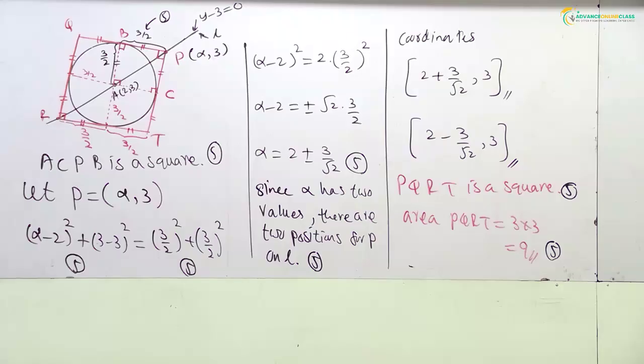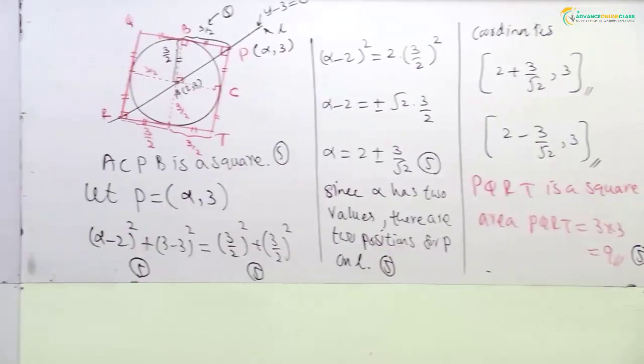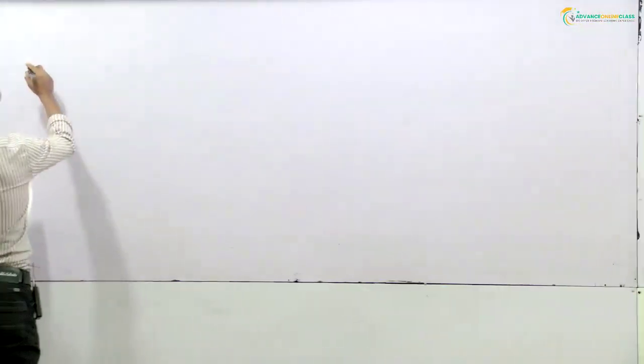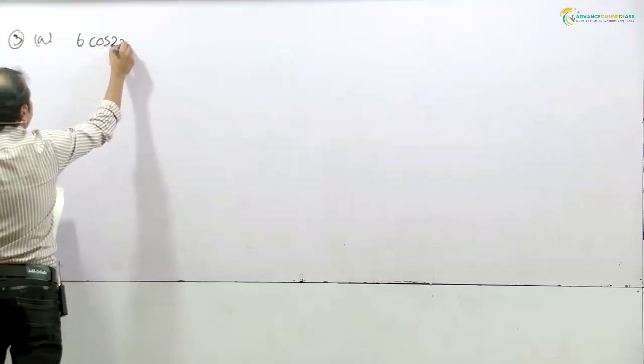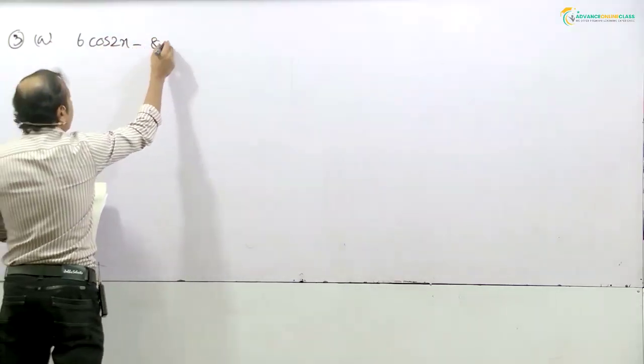Express 6 cos 2x minus 8 sin 2x in the form r cos(2x plus alpha), where r is positive and alpha is between 0 and pi by 2. So 6 cos 2x minus 8 sin 2x.